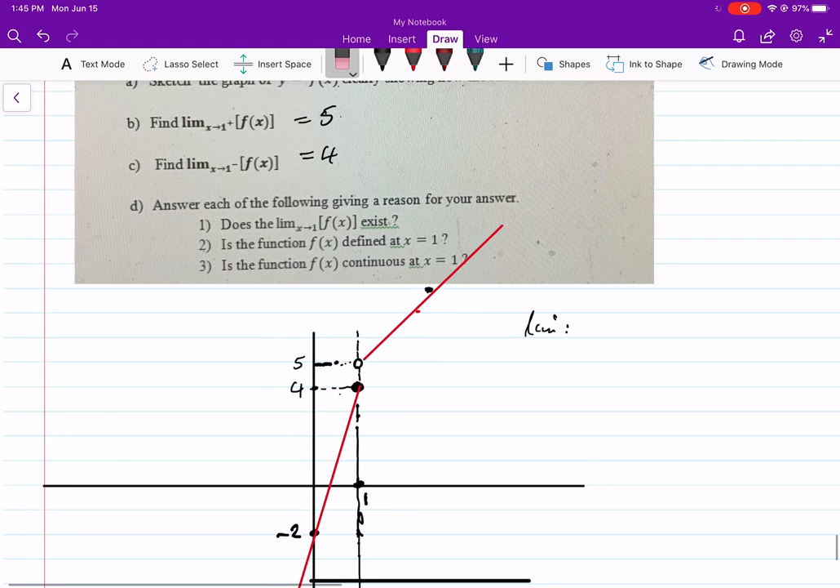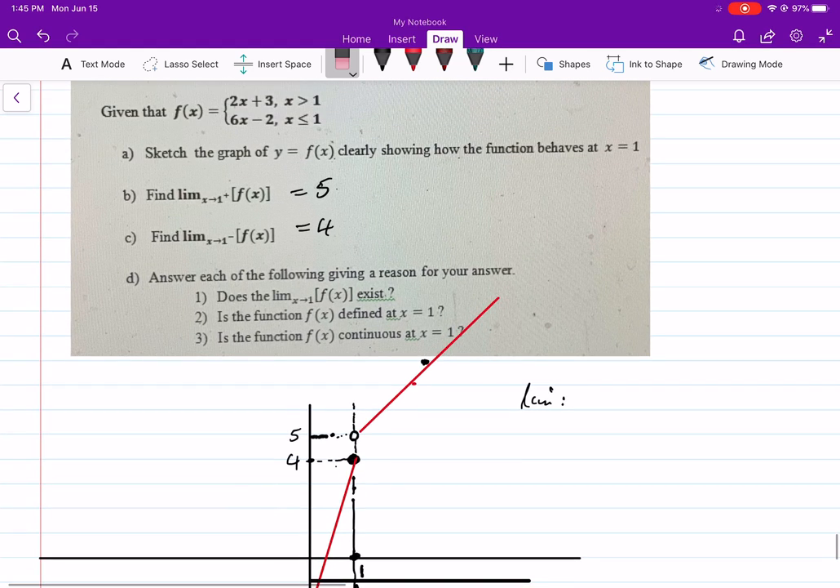And it is clear that because the function is approaching two different values, as x is approaching 1 from the left and from the right, that means the limit does not exist. So let's see if we can answer the rest of the question. Does the limit as x approaches 1 of f of x exist? And you have to give it a reason. So no, the limit does not exist.